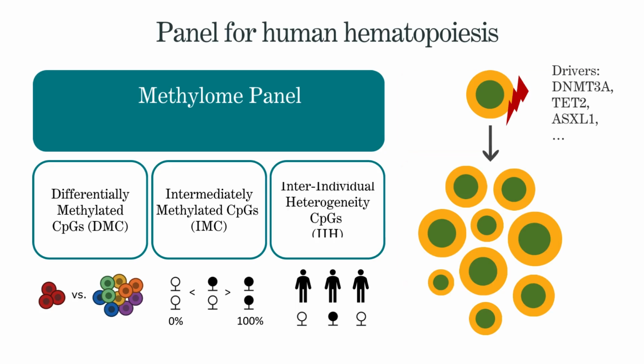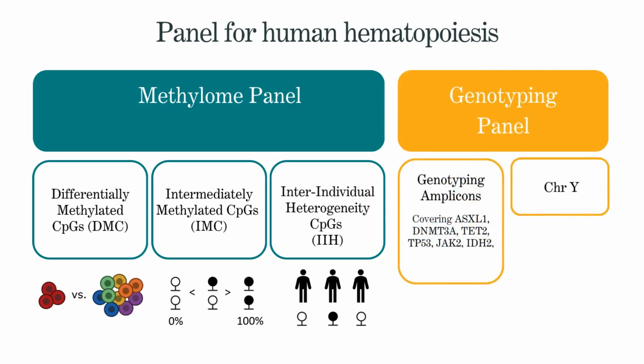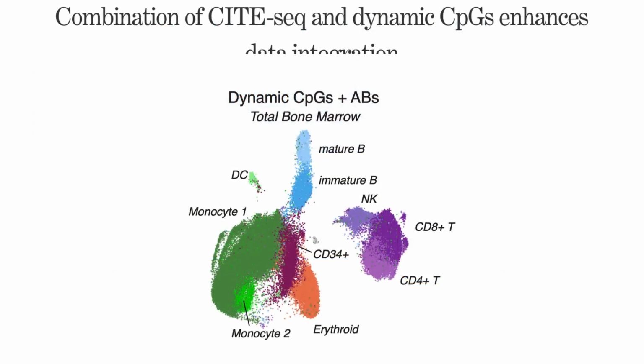Then we added, in the human context, a genotyping panel for these clonal hematopoiesis mutations. This is essentially a subset of the standard panel. We applied this to bone marrow from aging individuals, and the first thing was, of course, to capture cell state. You've seen this from mouse, so I'm not showing this again in human. This is total bone marrow samples, with some data integration between antibodies and dynamic CpGs, which doesn't matter. The point is, it resolves cell states pretty well.